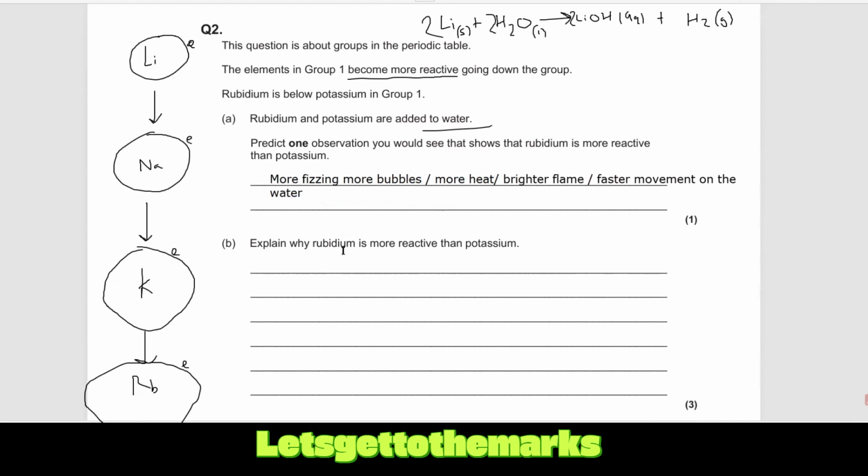Now we need to explain for this second one for 3 marks. Any one of these points would get you a mark. Explain why rubidium is more reactive than potassium. Check out my diagram, guys. That might have given you a clue.